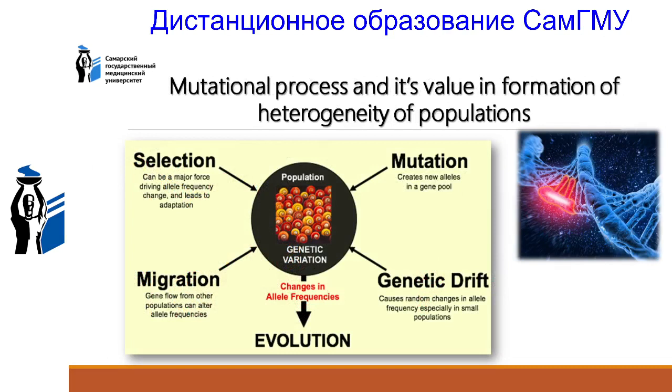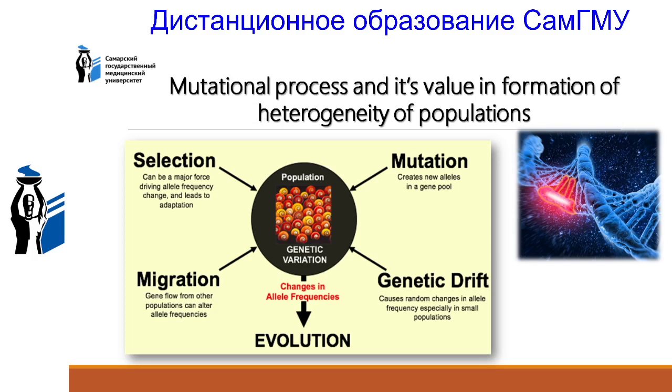Mutational process and its value in the formation of heterogeneity of populations. The mutation process is a constantly acting elementary evolutionary factor that exerts pressure on populations. The mutational process leads to a change in the population of the frequency of one allele in relation to another. Although the pressure of the mutation process is usually low for each individual gene, in the presence of a large number of genes in the body, it has a noticeable effect on the genetic structure of the population in combination with genetic combinatorics. The mutational process and its result, the occurrence of mutations, is of a probabilistic and statistical nature.